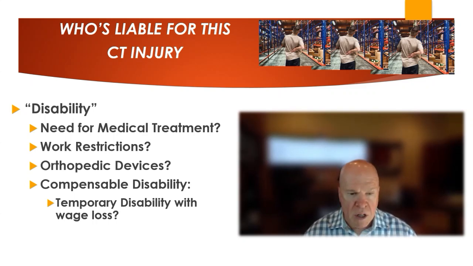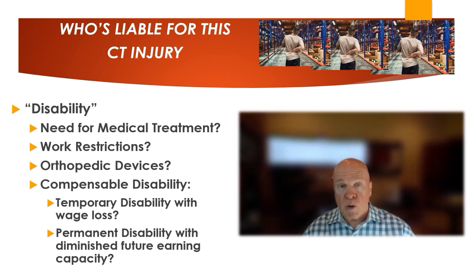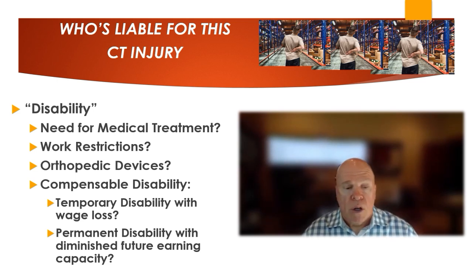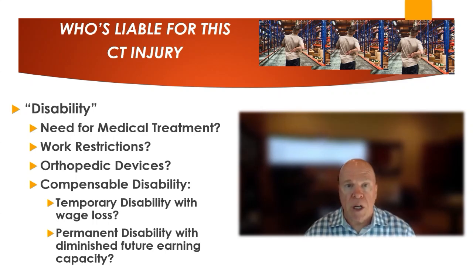So, for example, is it temporary total disability that has accompanying wage loss? In other words, there's compensable disability. Is that what's meant by the term disability in establishing the date of injury? Or can permanent disability establish the date of injury by constituting the disability? Permanent disability with diminished future earning capacity.